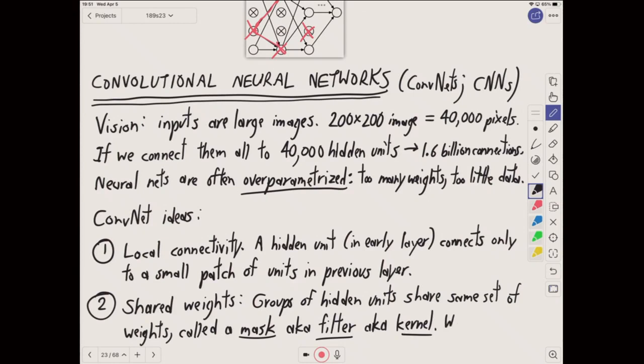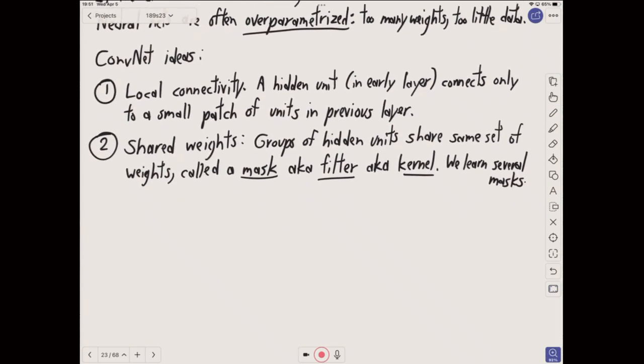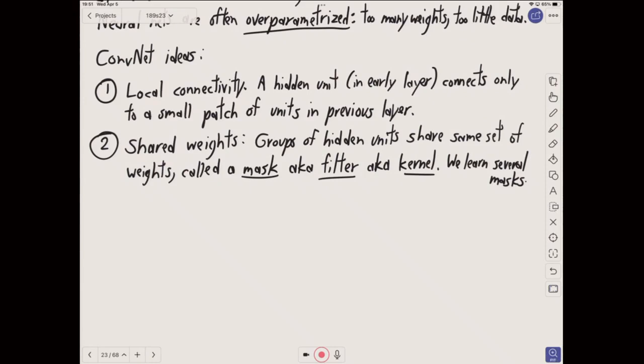All right, so we are going to learn several masks, and we're going to apply those masks at many different places in the same image. And so you can think of a mask as something that might turn into an edge detector, for instance, or it might detect something else equally important.